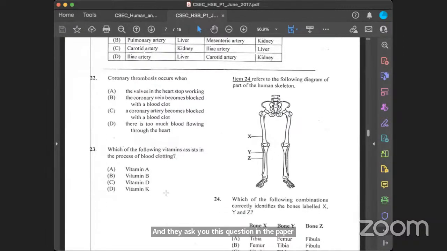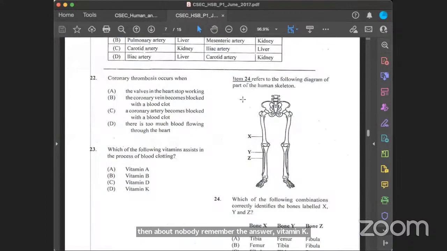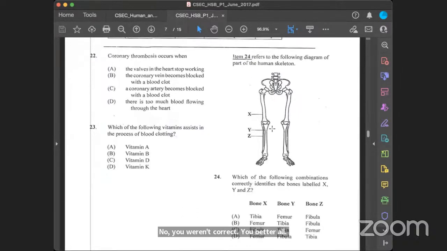Vitamin K. Google will always show you what you want. So if you type in something, Google will always show you a possible thing and you say, oh, I was correct. No, you were not correct. You got it wrong. It's vitamin K. Good.